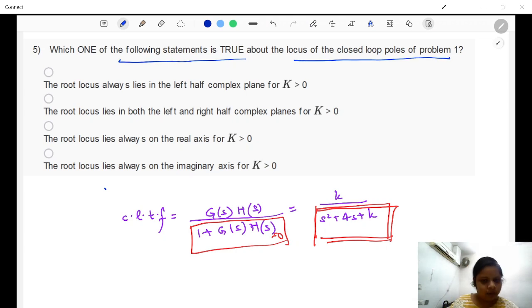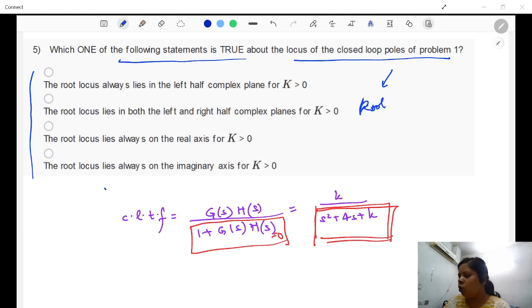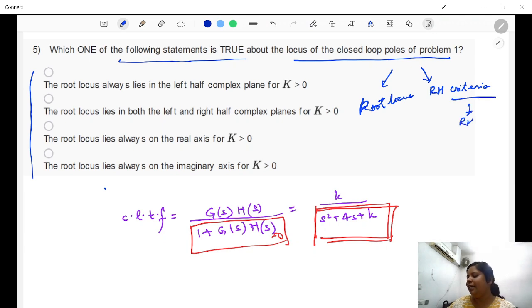Now there are two ways to do this. One is, since the question is all about root locus, you'll plot the root locus. But the question is only asking if it is going to be in the right half or left half. So why should we plot the root locus? It is not at all needed. We can just check the RH criteria. If you get the poles to be in the right half of the S plane, that means the system is already unstable and you have a root locus in the right half of the S plane. So you get your answer from here directly.